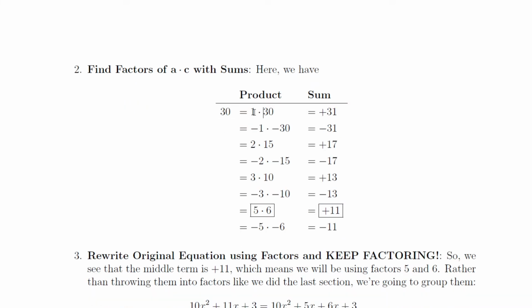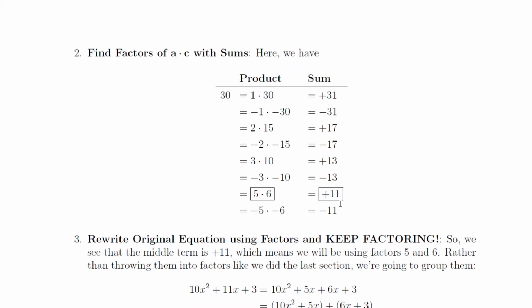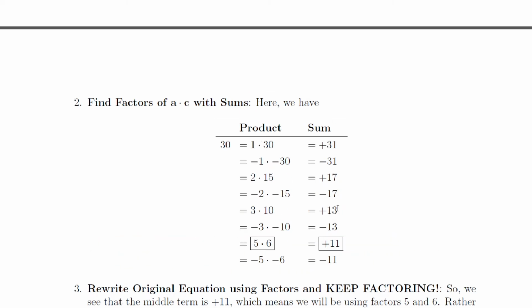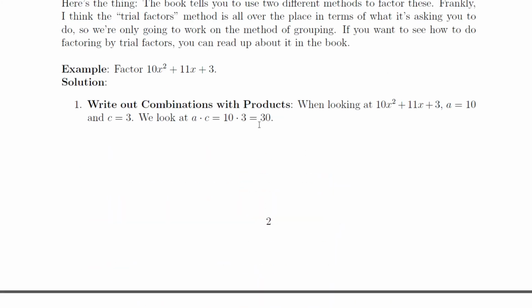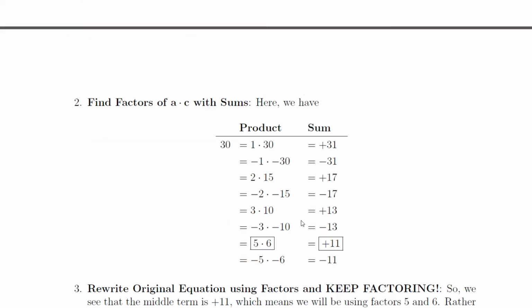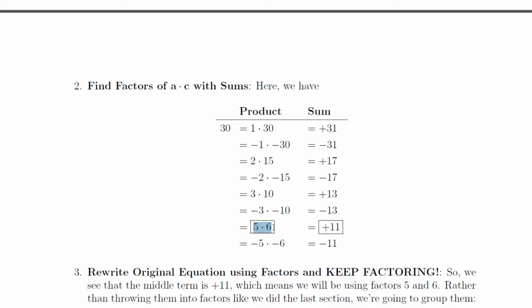So we have 1 and 30, the negative factors as well. You can work it all out. When you add them all up, you're going to get all these numbers. Now again, we're doing the exact same thing we did previously. We're going to try to find the sum that matches that middle term, that B value. And when you do that, you find that the numbers are going to be 5 and 6.